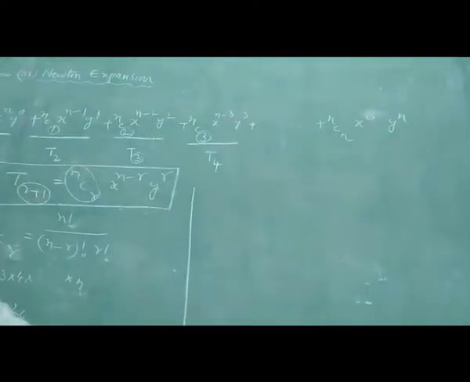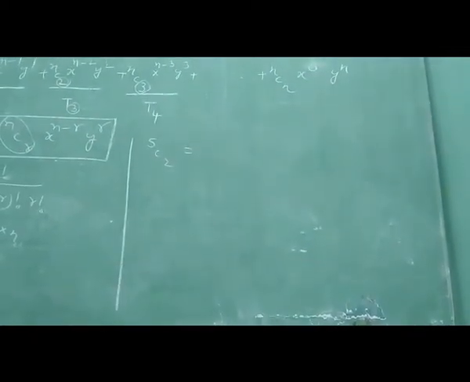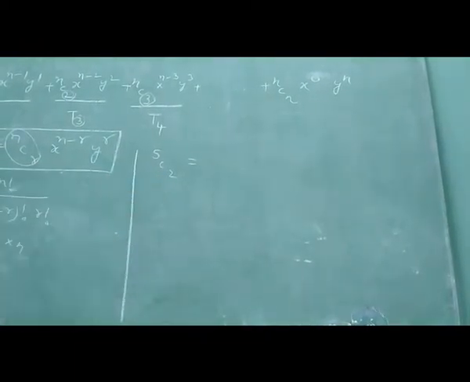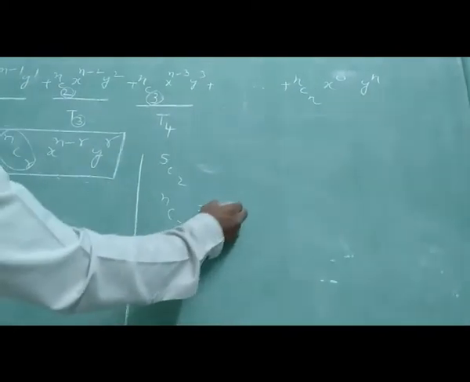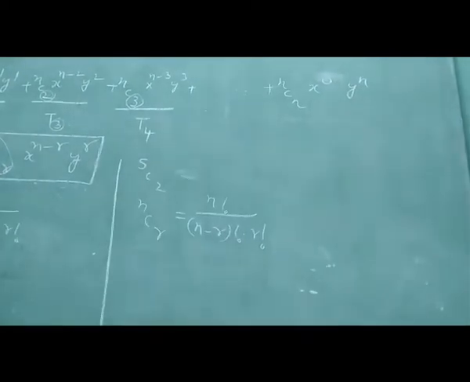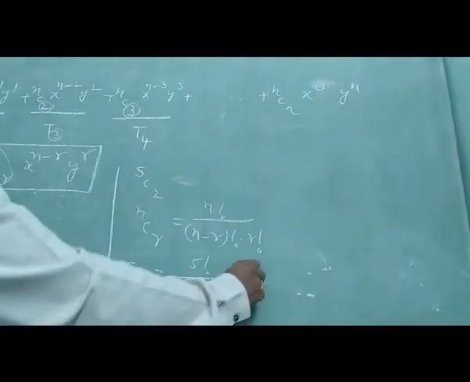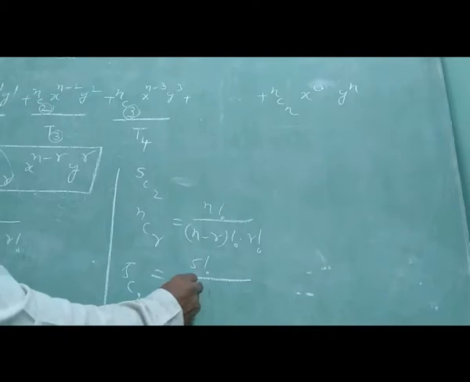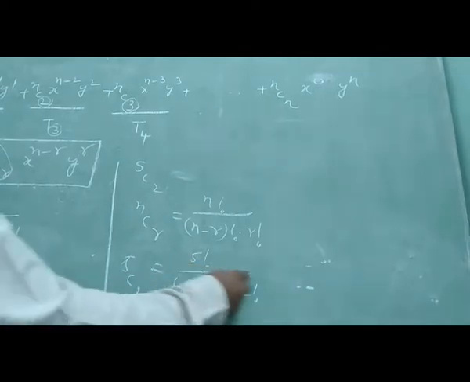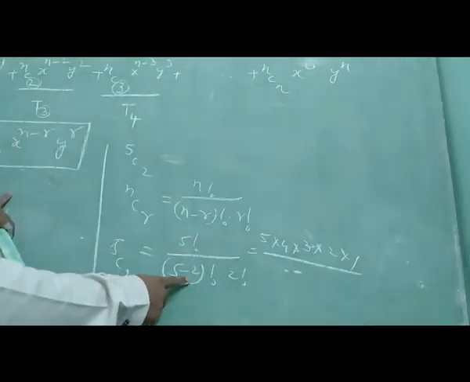Suppose take one example. What is the value of 5C2? Here n is equal to 5 and r is equal to 2. The formula is nCr is equal to n factorial by n minus r factorial into r factorial. So 5C2 is equal to, here n value is 5, so 5 factorial by n minus r, 5 minus 2 factorial into r factorial, 2 factorial. What is 5 factorial? 5 into 4 into 3 into 2 into 1. 5 minus 2, 3, 3 factorial.